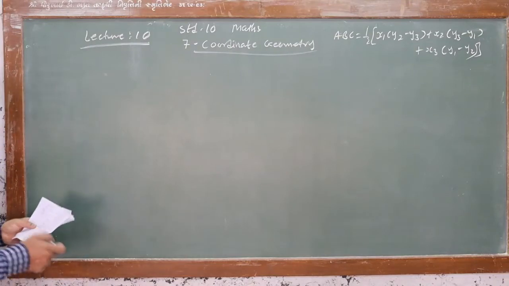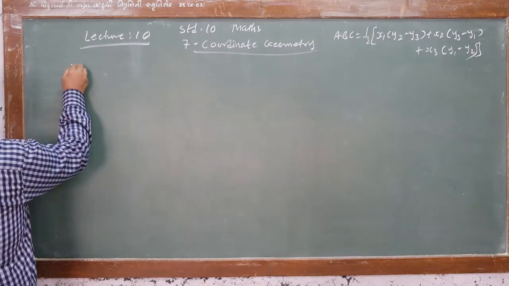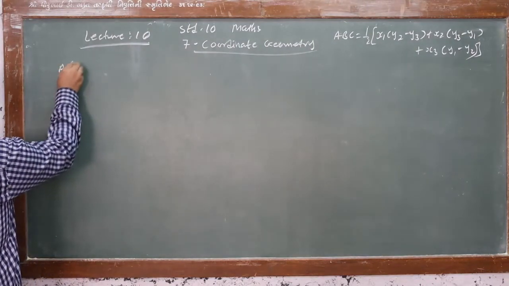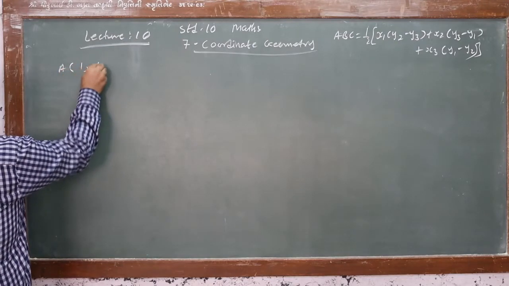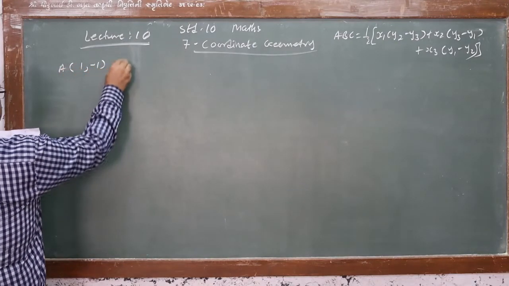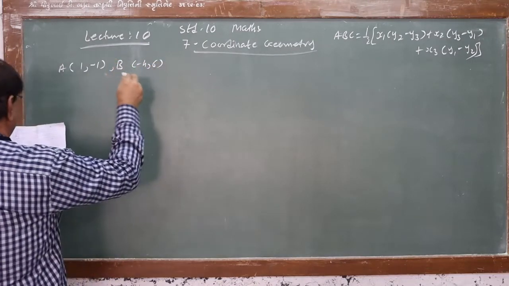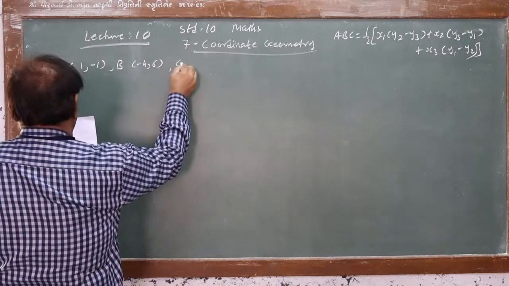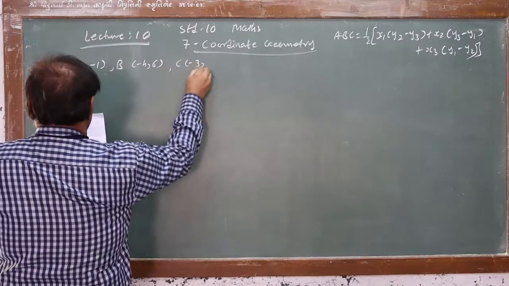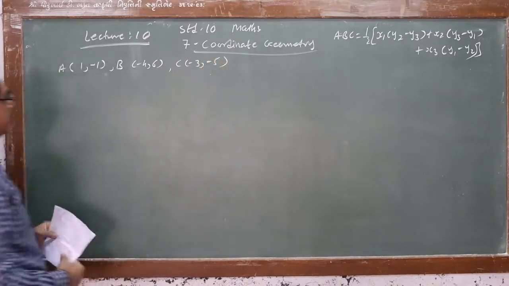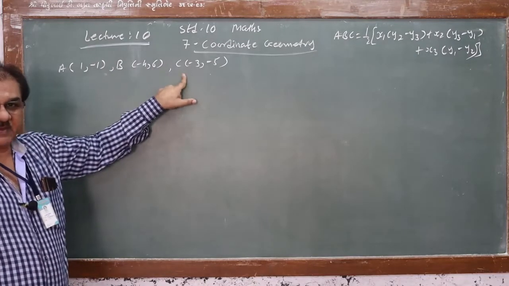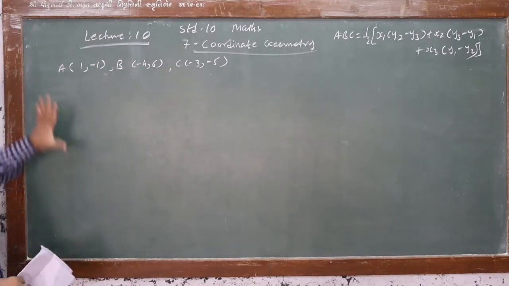Example number 11. You have to find out the area of the triangle where the vertices are given: A (1, minus 1), B (minus 4, 6) and C (minus 3, minus 5). So these are the 3 points given as vertices, and you want to find out the area of the triangle.